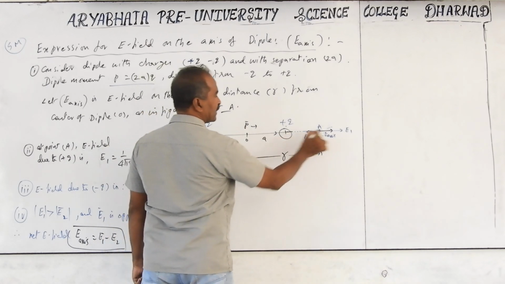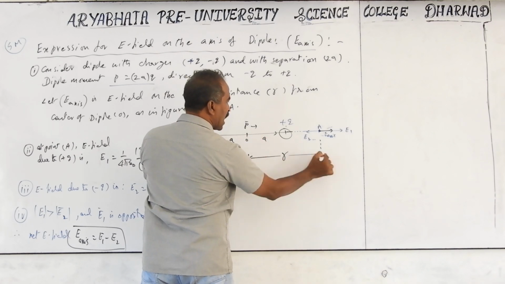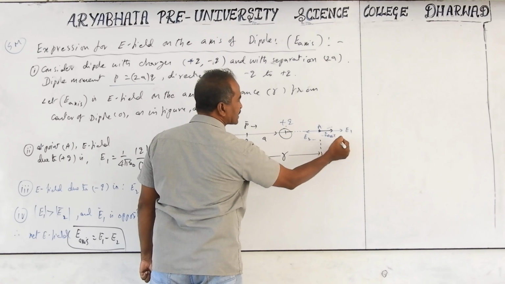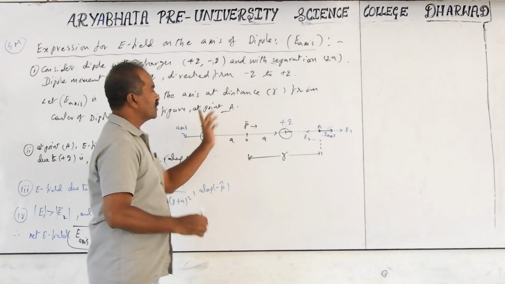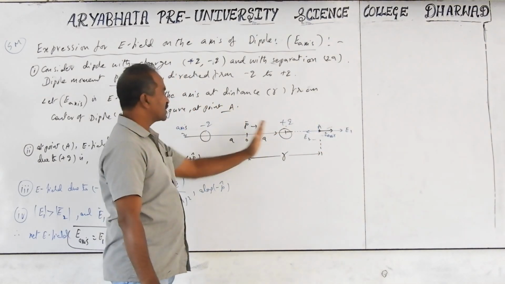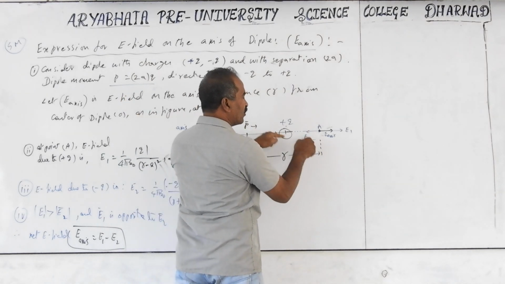So on this axial line, at distance equal to r from the center of the dipole, O, this is r. At this point A, on this axis, the resultant electric field is E axis. But at this point, we have the influence of the plus q and also minus q. Electric field because of plus q is from plus charge away, and because of minus q is towards negative charge. But plus q is very close to this point A, so the field is stronger.